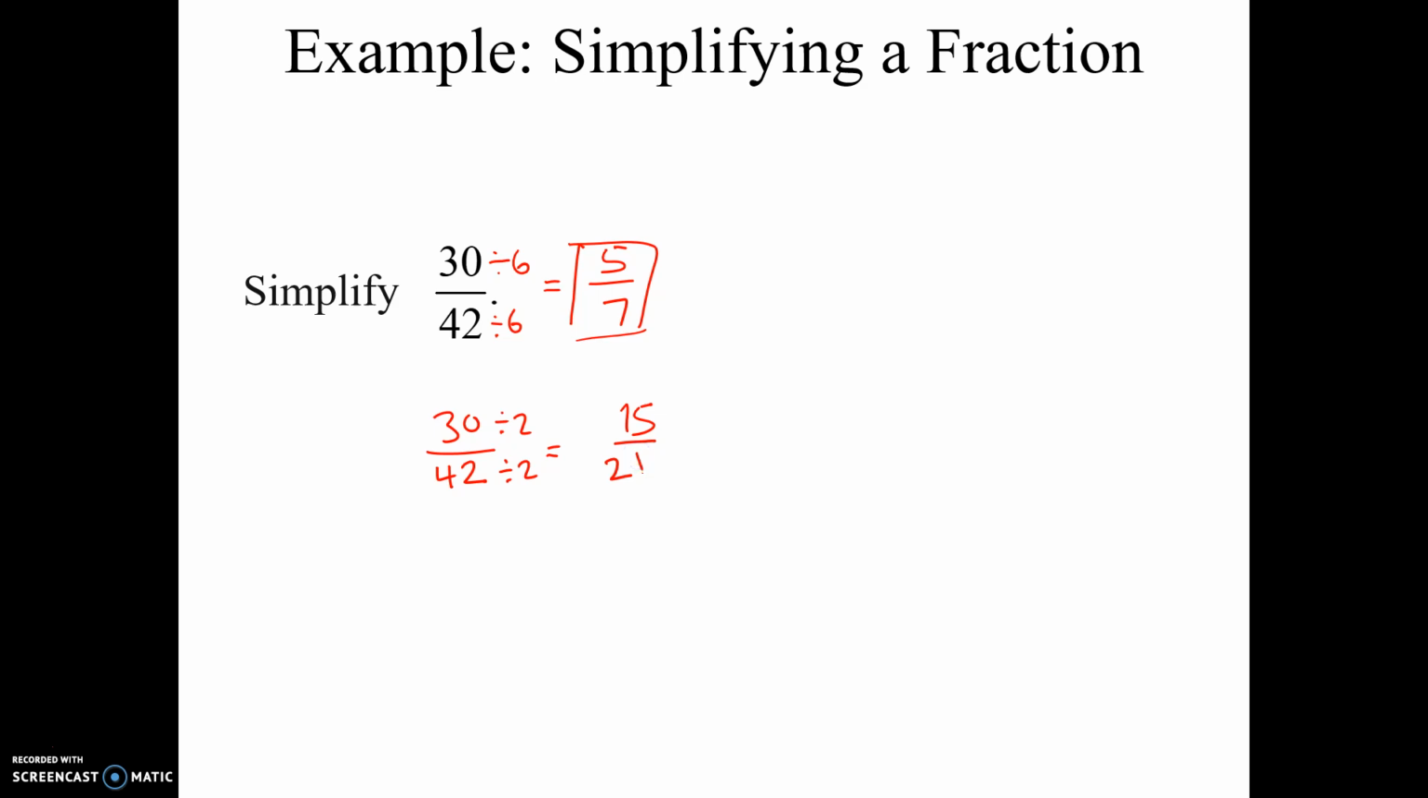Now, what can divide 15 and 21? Well, we know 2 can't. What about 3? Yeah, 3 can divide 15, 3 can divide 21. 15 divided by 3 is 5, 21 divided by 3 is 7, so our answer is 5/7. A lot of the scientific calculators can also reduce fractions, so you can always use your calculator to reduce fractions as well.